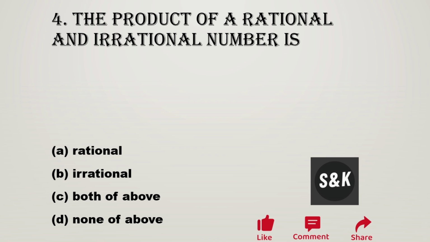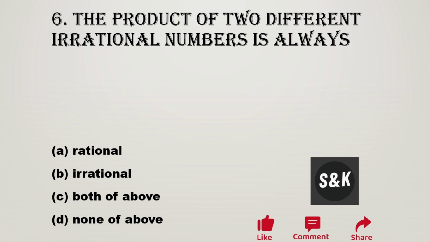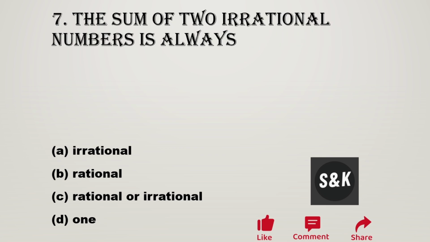Option B. The sum of a rational and irrational number is irrational. The product of two different irrational numbers is always irrational. The sum of two rational numbers is always irrational.